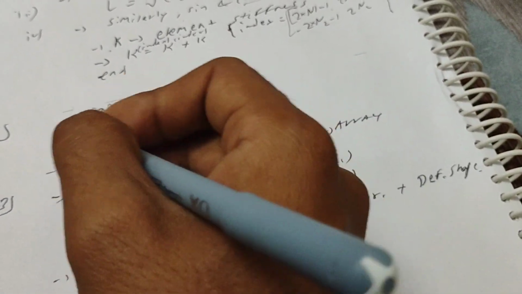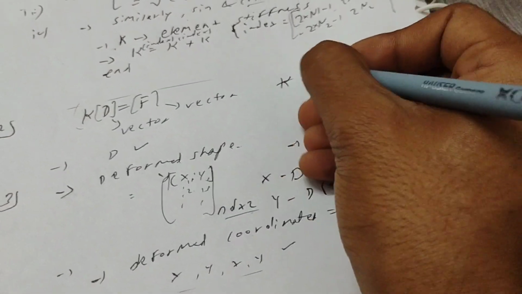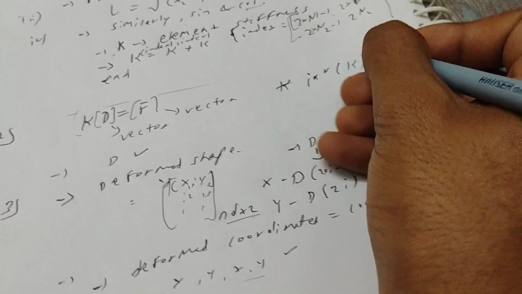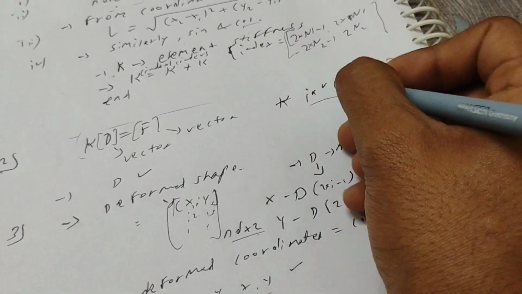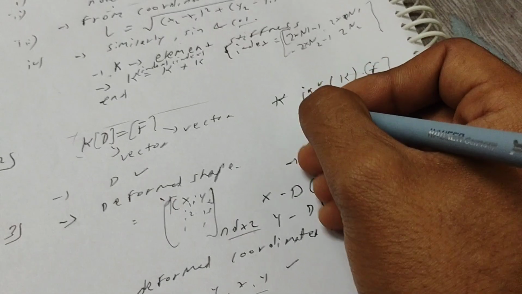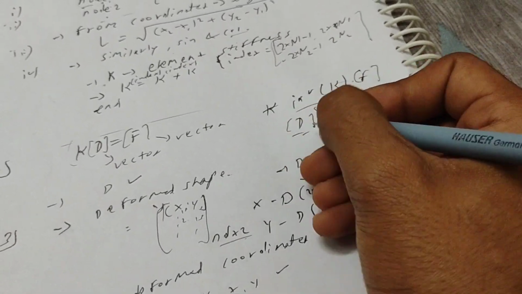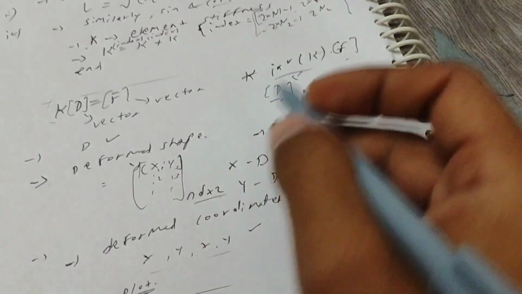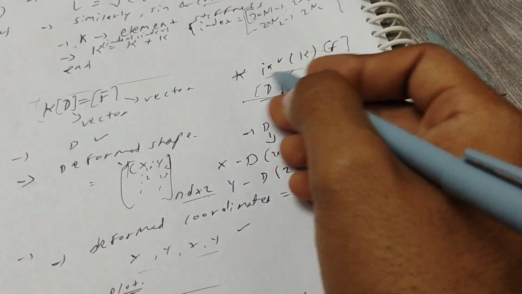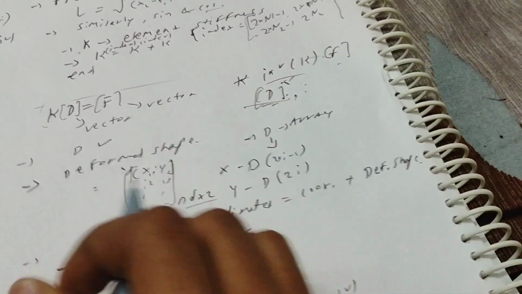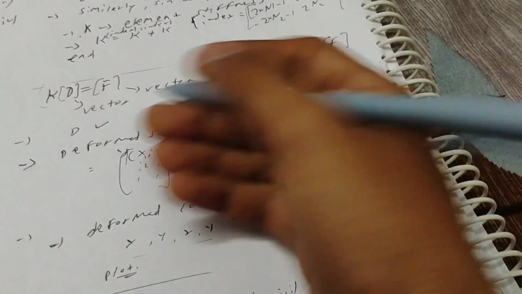So we will create a vector, and then we will solve it for k inverse of k into f vector. This will give us the unknown d. Some will be known or zeros, which will be the fixed part. So once we get this d vector, it is very easy.